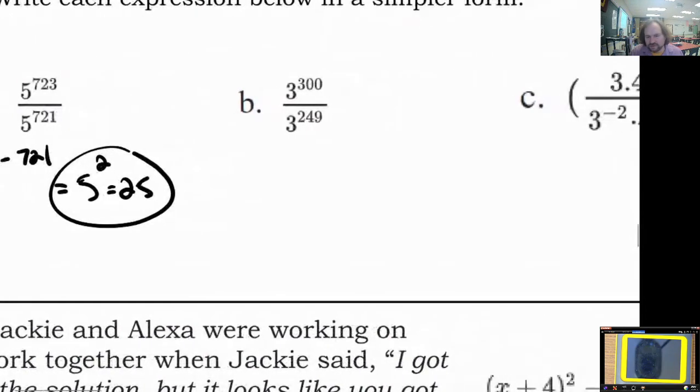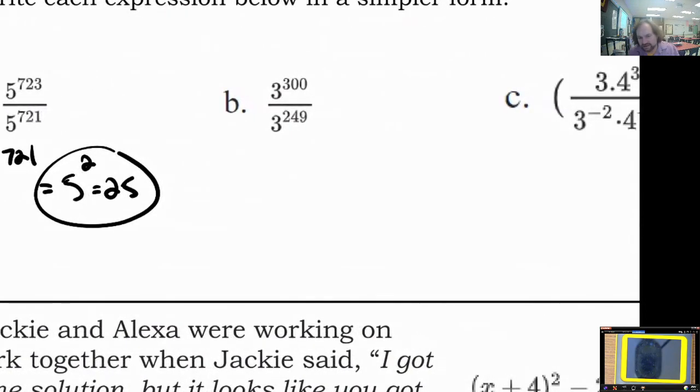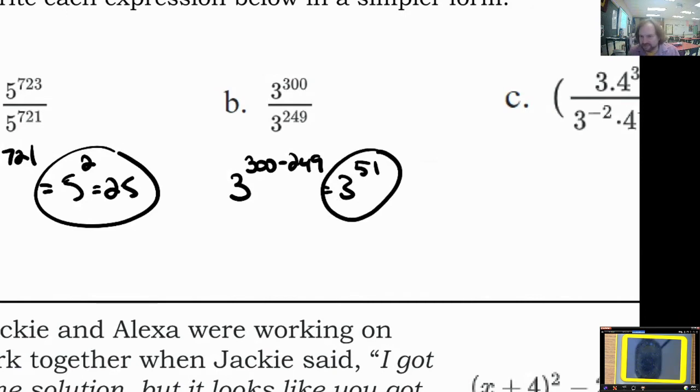Question B is very similar, only this is not going to be as nice an answer. In this case, you're going to have 3 raised to the 300 minus 249 power, which is 3 to the 51st power. I'm going to leave that alone. I would not touch it. It's not necessary to look at the answer there, because that's already a huge number. Actually, hang on. Calculator Cam, what is 3 to the 51st power? It's a very large number. It's 24 digits long, so no, not a thing we're going to look at here.